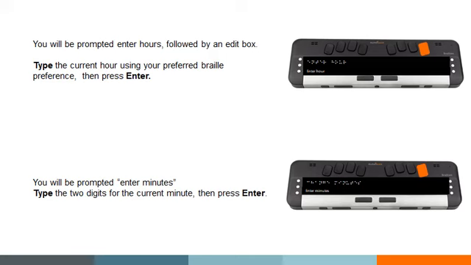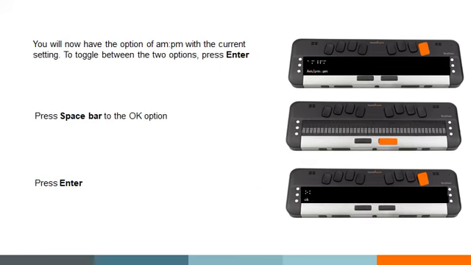So you simply will use your Braille input to type in the current hour, and I'm going to do that. And then you will press enter, and it will say on your Braille display, enter minutes. And again, your current minutes will be displayed and will be selected. You will enter your 2-digit minute number and press enter. And at this point, you will have an AM/PM option. So again, your Braille display will say AM/PM: followed by the current setting.